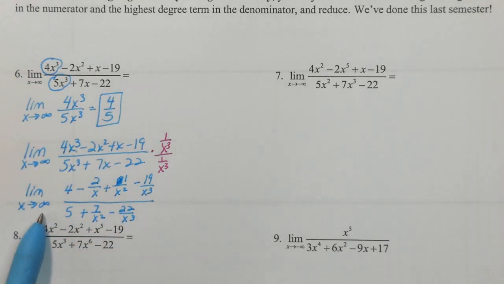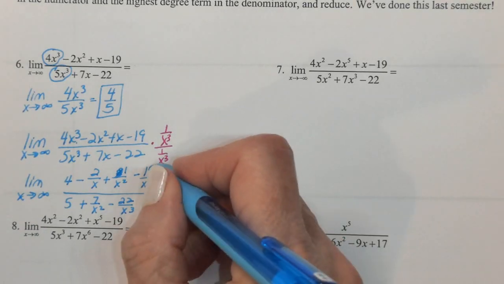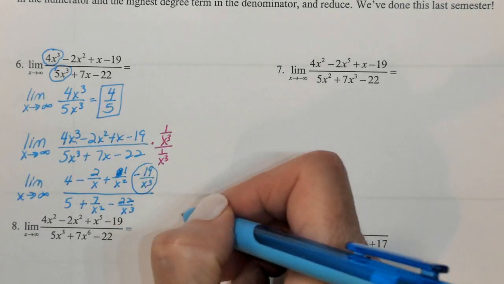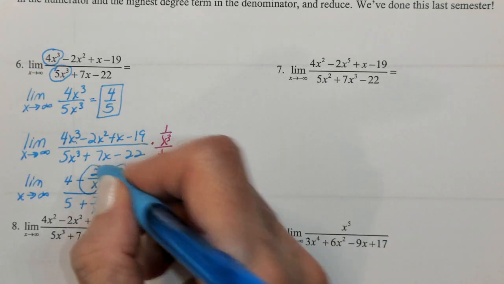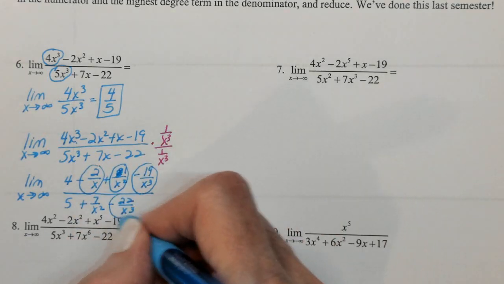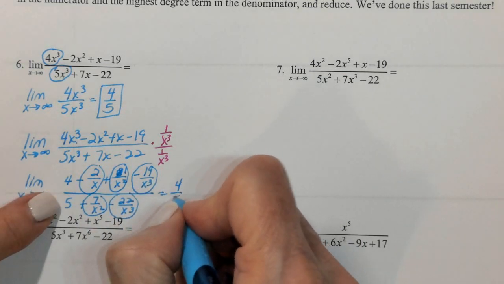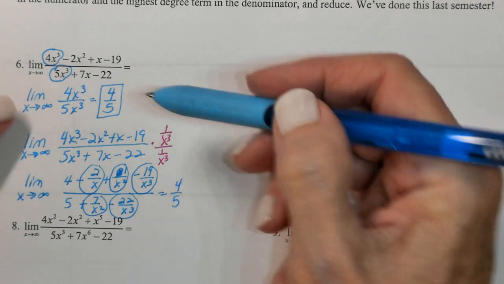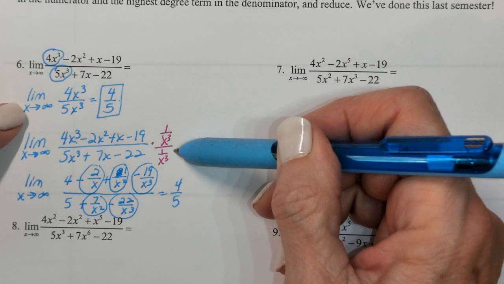Now x is going to infinity. This piece is going to 0. This piece is going to 0. This piece is going to 0. We are left with 4 over 5, which is what we got up here. This is why it works, you guys. Okay?